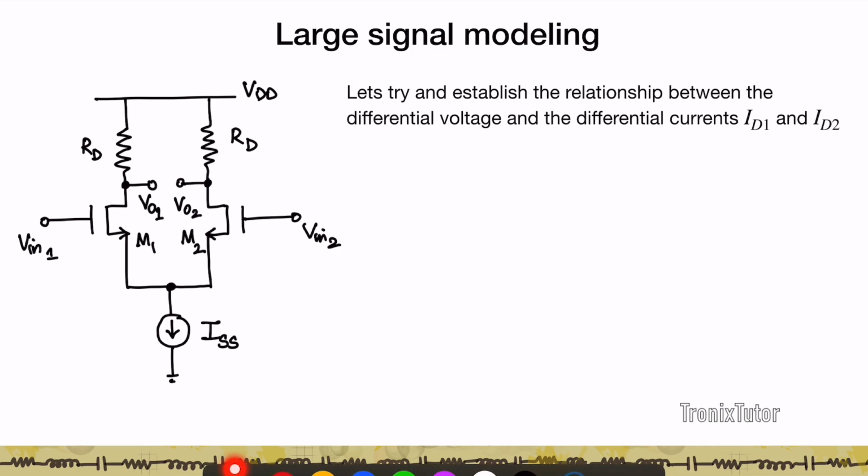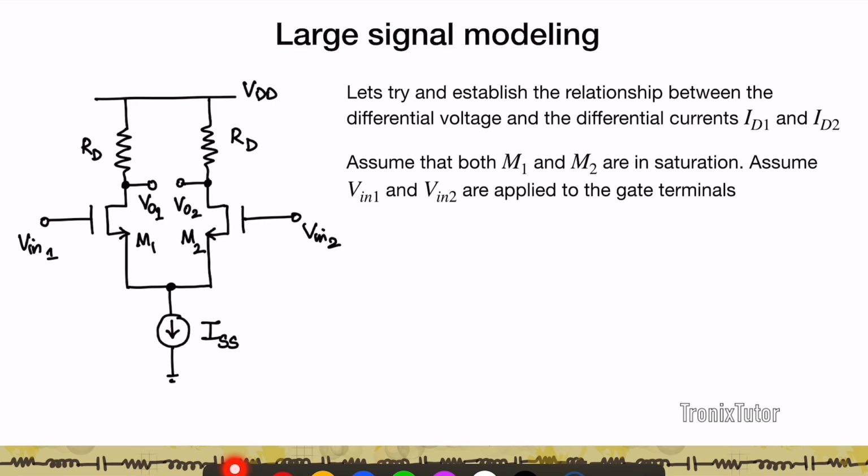Now let's develop the large signal model of this circuit. So let's establish what we want to do. We basically want to establish the relationship between the difference of the two currents ID1 and ID2, and how they are related to the differential voltage when it is applied between the two transistors M1 and M2.